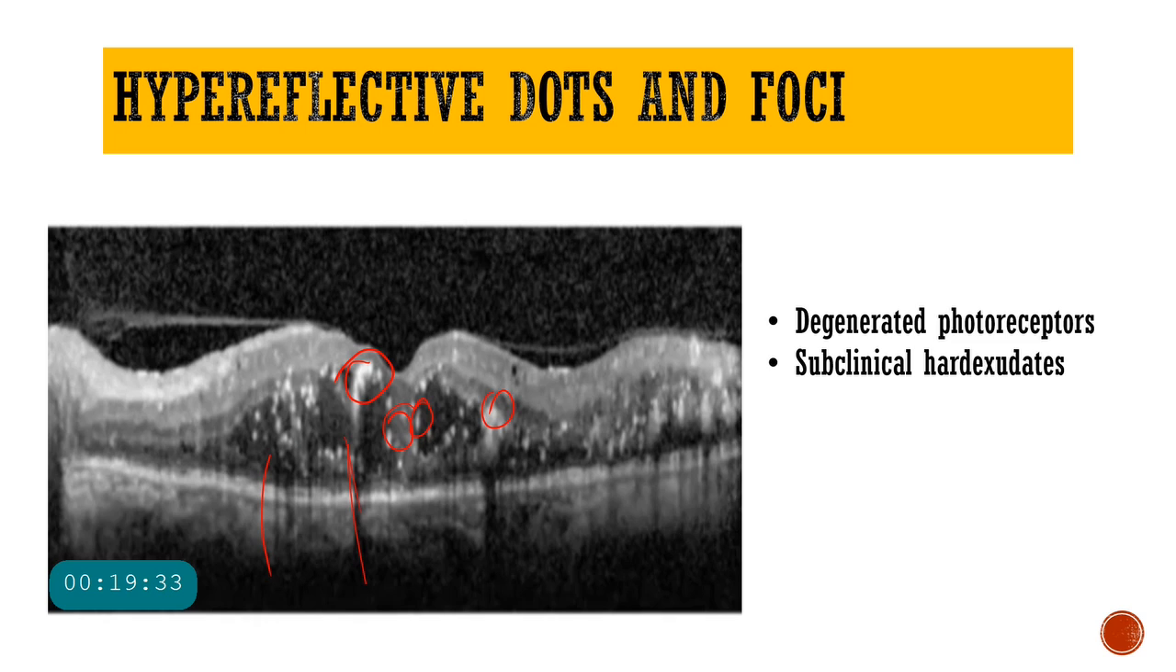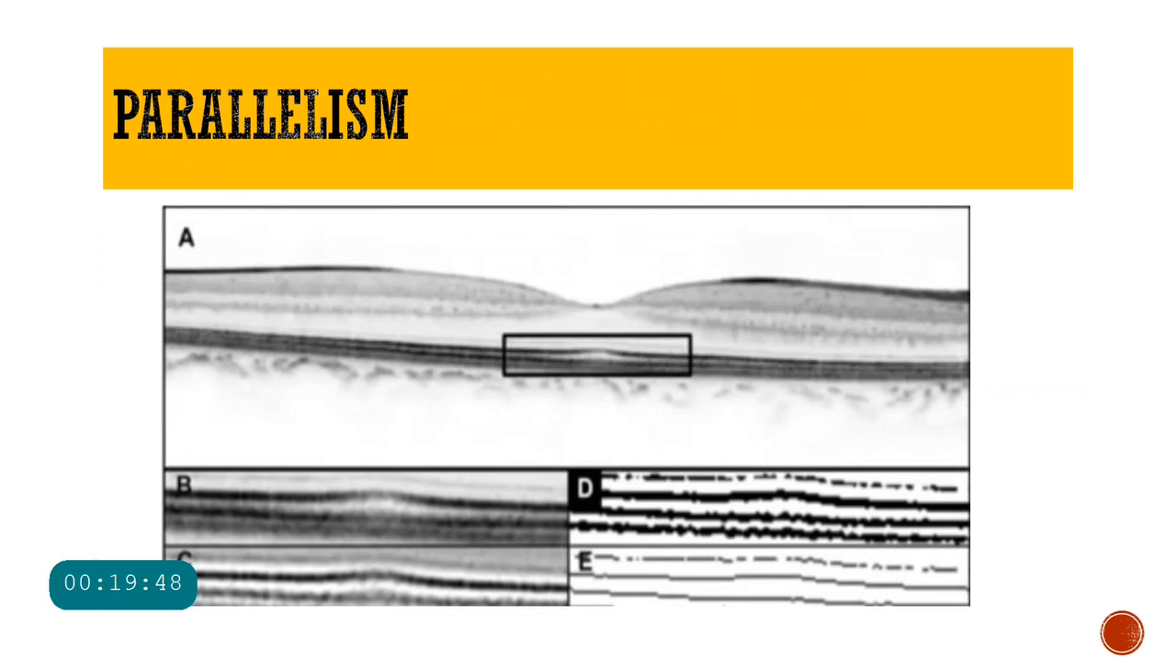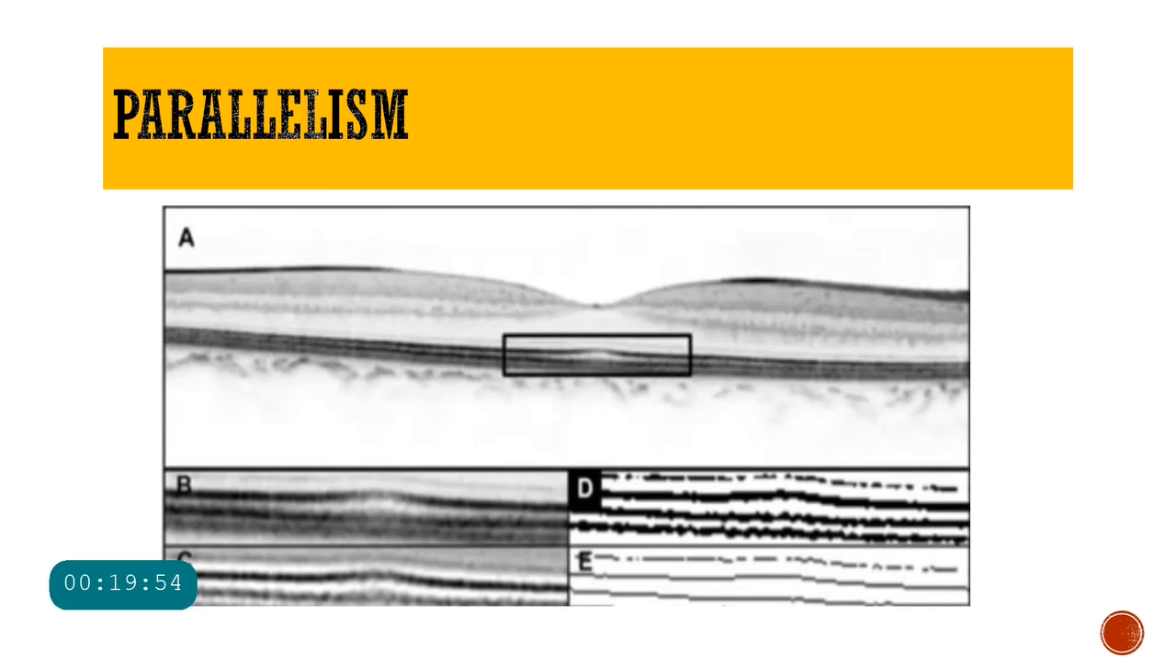Then another biomarker is the presence of these hyperreflective dots and foci, which are causing this back shadowing. It is believed that they might be degenerated photoreceptors or certain subclinical hard exudates that are not visible ophthalmoscopically. The importance of hyperreflective foci is that their response to anti-VEGF is usually very poor, and instead we need to supply them with intravitreal corticosteroids.